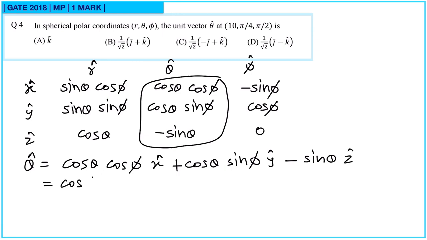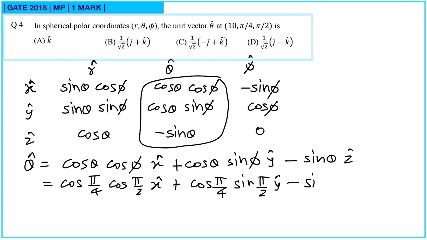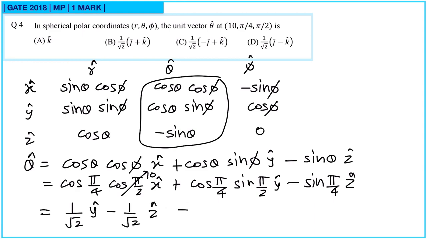So cos of theta is pi by 4, cos of pi by 2 x cap, cos of pi by 4 sin of pi by 2 y cap minus sin of pi by 4 z cap. So cos pi by 2 is 0, cos pi by 4 is 1 by root 2, sin pi by 2 is 1, y cap minus 1 by root 2 z cap. So 1 by root 2 times y cap minus z cap. So option D is correct.